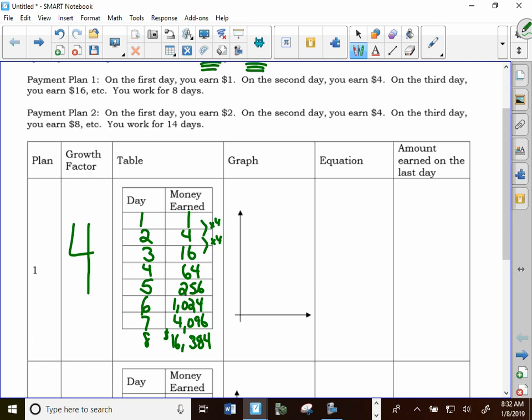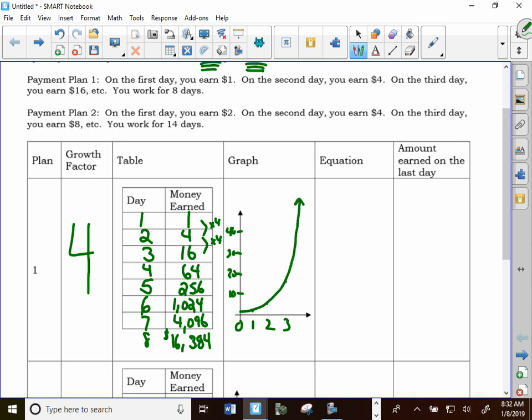So again, this graph, okay, that's 0. I'm going to ask you to be a little more specific on the graph. So, if 1 is here, day 2, 4 is there, say, 3 is 16, right? So this is going to kind of do one of those.